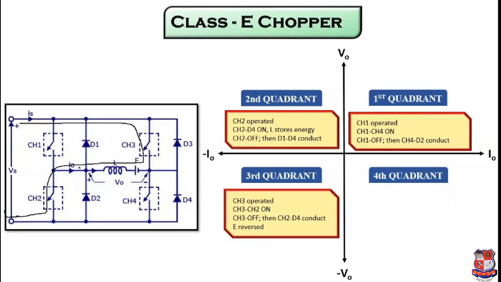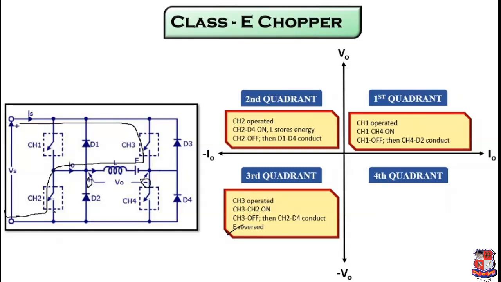So it means the direction of current is reversed, and even the polarity of the voltage is reversed, because the negative is connected to the positive part and the positive part of the output voltage is connected to the negative part. So in both quadrants, both parameters' polarity are reversed, so E is reversed actually. Okay, so E is reversed. Hence you can say that this is third quadrant operation.